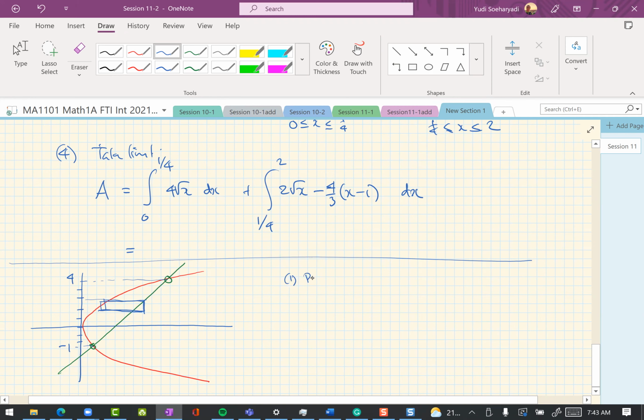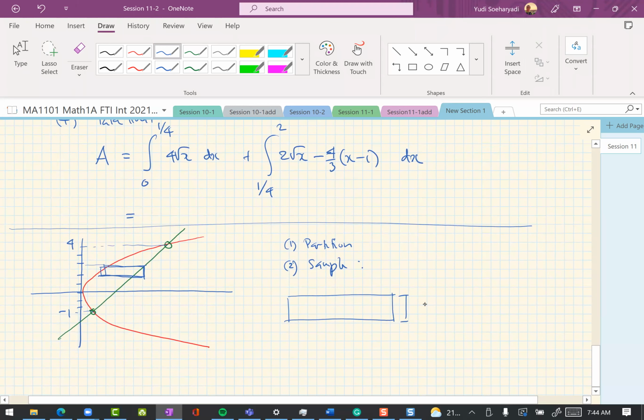Okay. So first partitions. Second sample. All right. Our sample is. Okay, as I mentioned earlier, you have to proceed right minus left. Okay. So this one, the height is delta y. Okay, here we have, so this is left minus right. Sorry. Here we see that the right bound is the green one, that line. Okay. So we express in terms of x equals something.